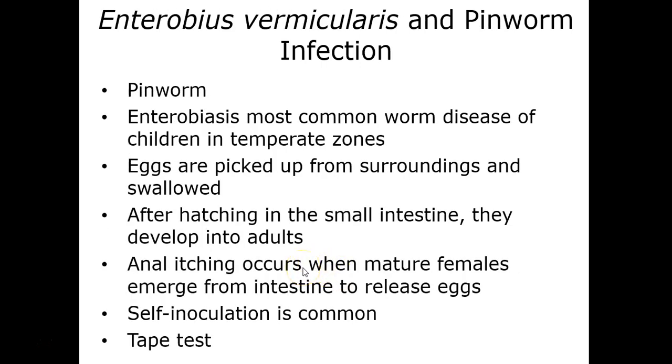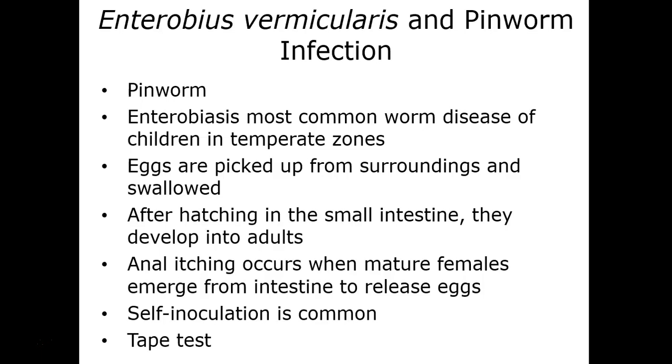Enterobius vermicularis is kind of known as the 2 F's disease. It can be transmitted on the surface of the fingers and also from fomites or inanimate objects. And it produces this very prevalent disease known as pinworm. And its eggs, as we mentioned, are picked up from the surroundings and swallowed. Once they arrive in the small intestine, they then develop into the adult form.